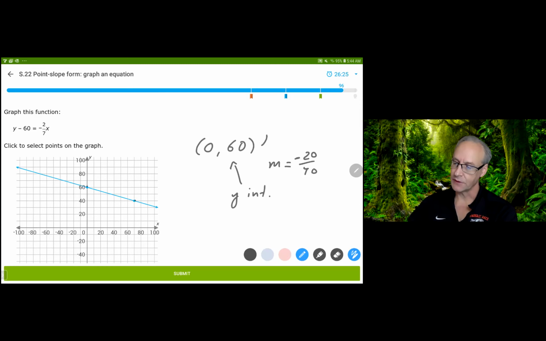And let's just make sure. We are at 40 when I go down 20, and over 70 is going to put me at 70. So I should be at 70, 40, and I am. Looks good.